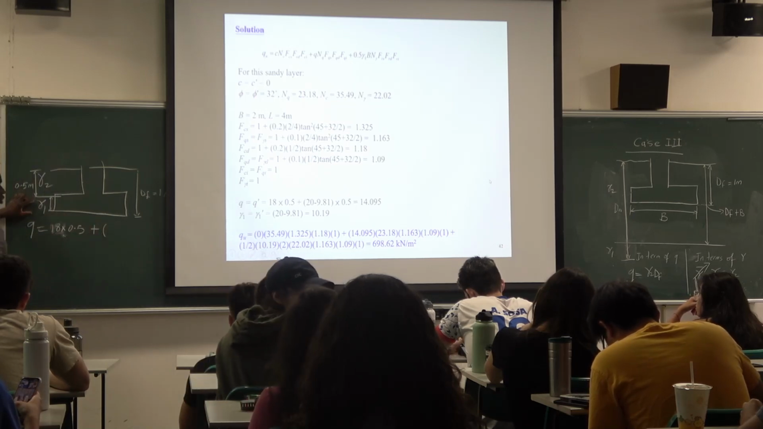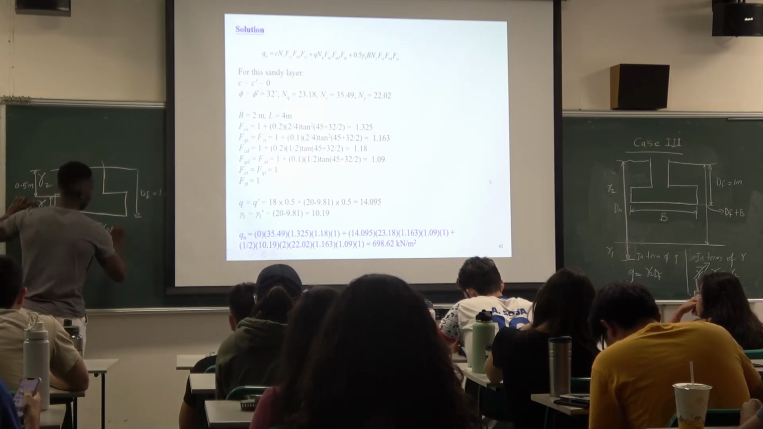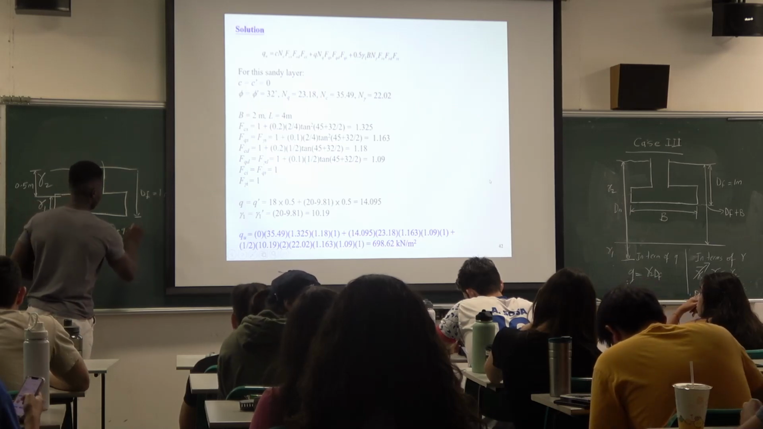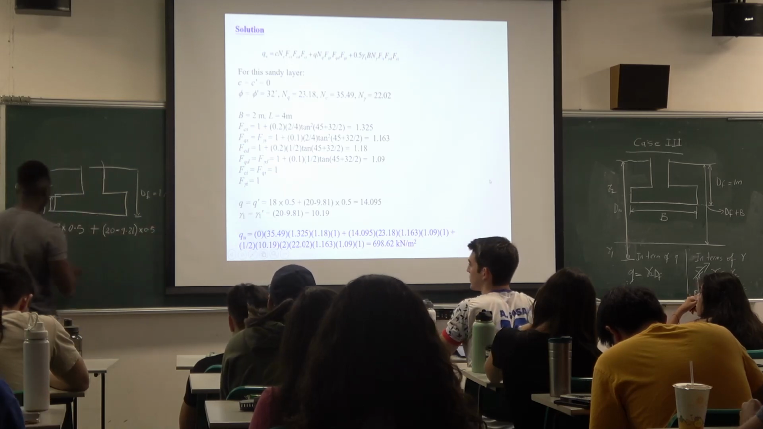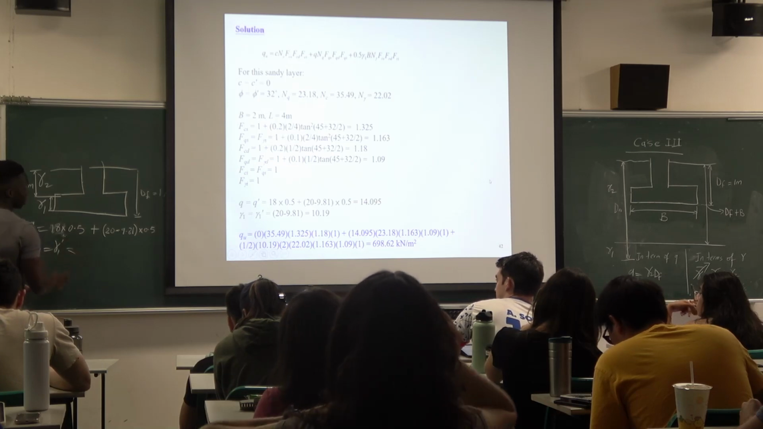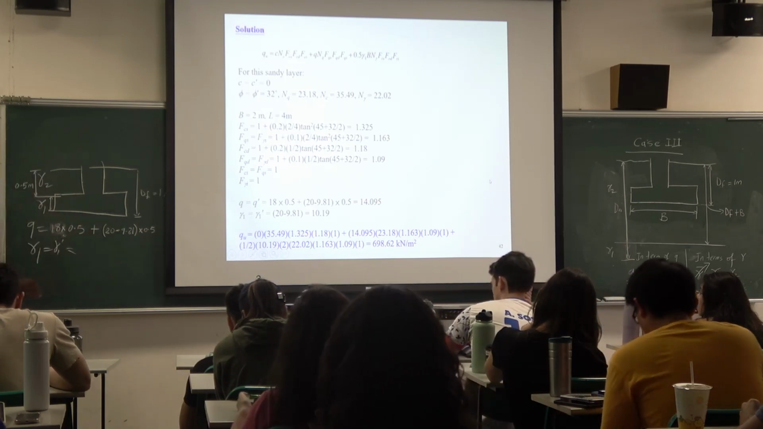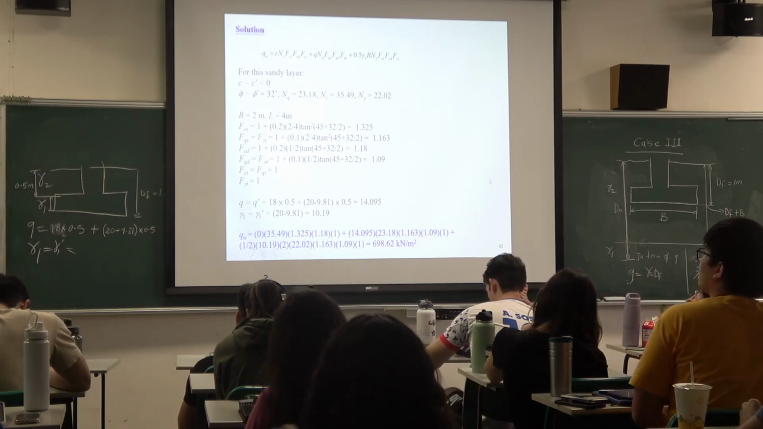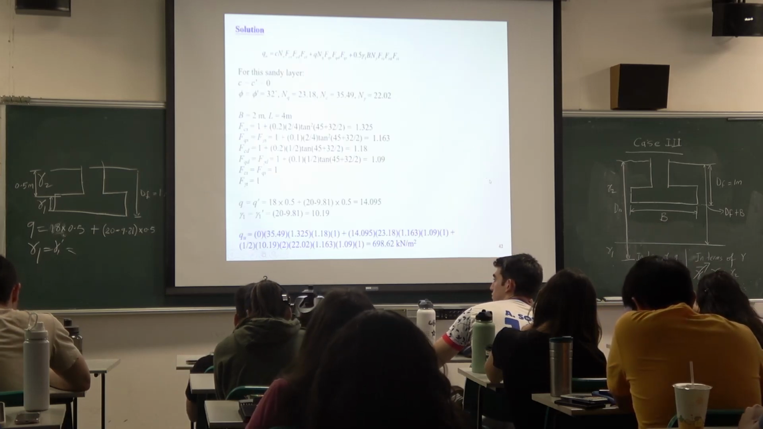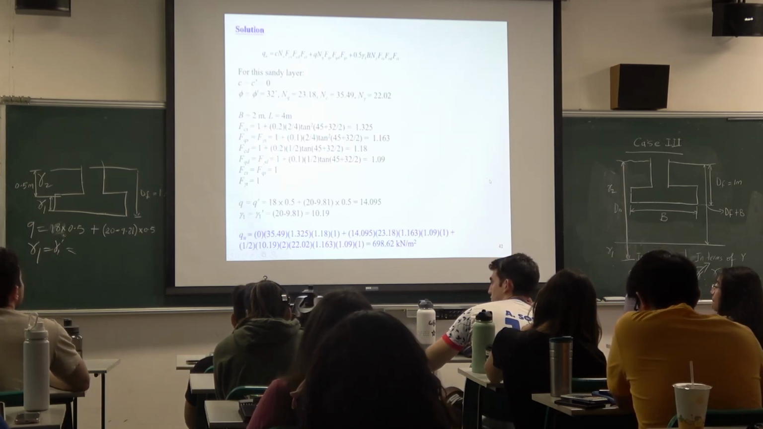Now this one we use gamma 1, which is 20 minus, also multiplied by 0.5. And then the gamma 1, we will use the same, 20 minus 9.8. And then you follow the same process.